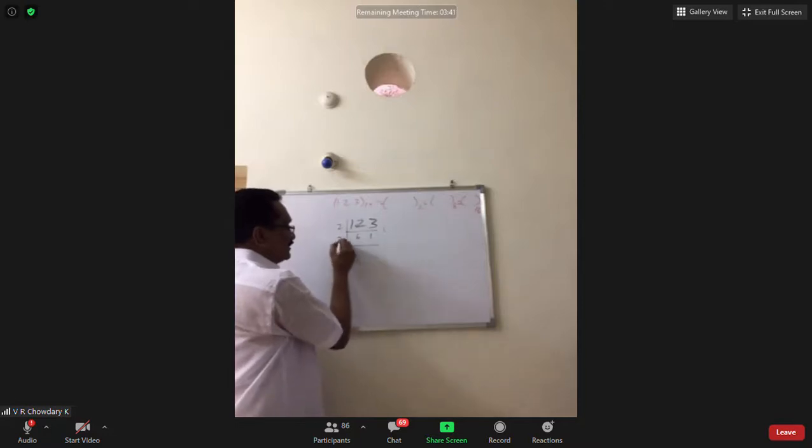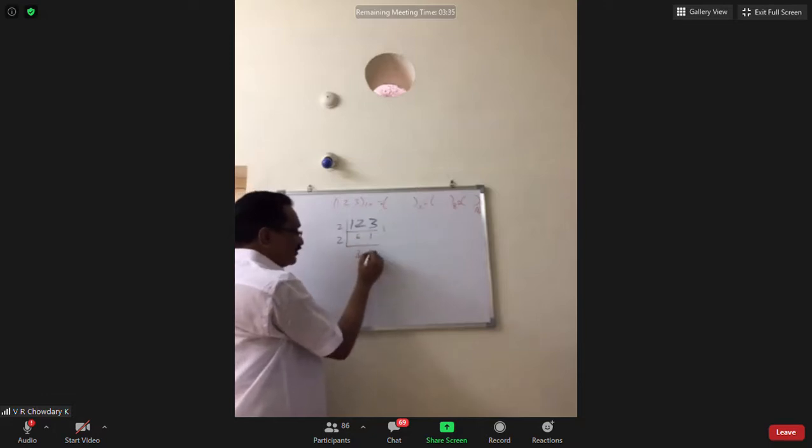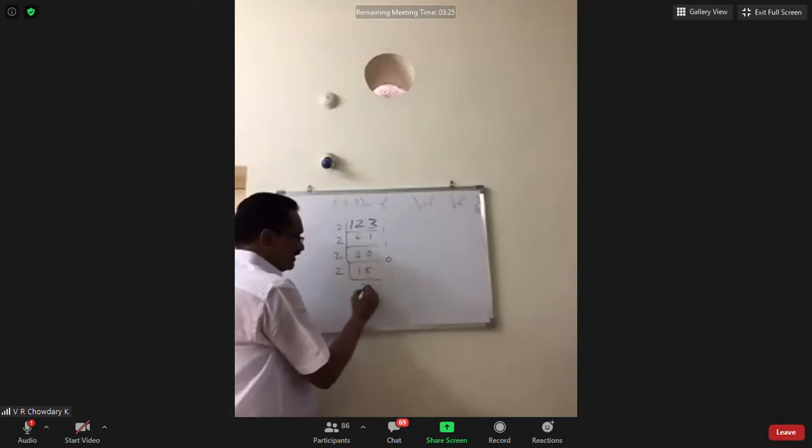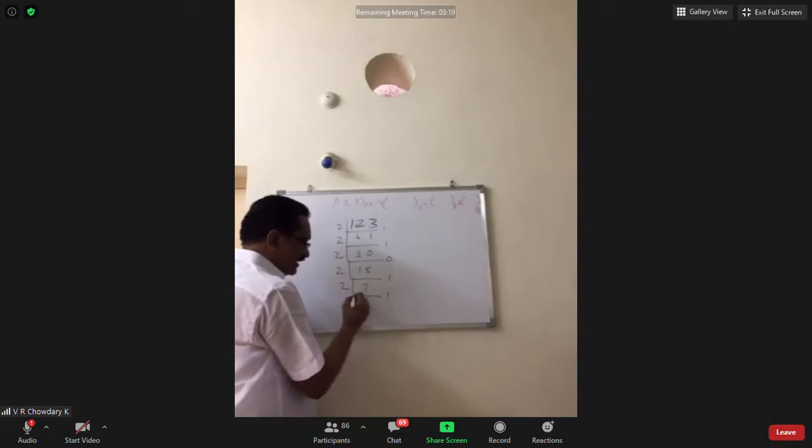So next, successively divide 61 by 2. So 30 times, the remainder 1. Next, 15 times, the remainder 0. Next, 7 times, the remainder 1. Next, 3 times, remainder 1. Next, 1 time, the remainder 1.